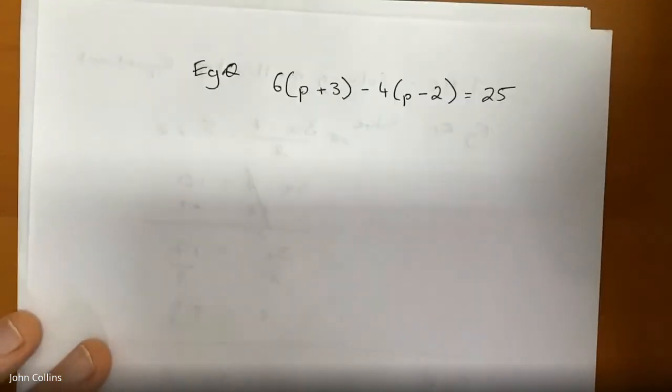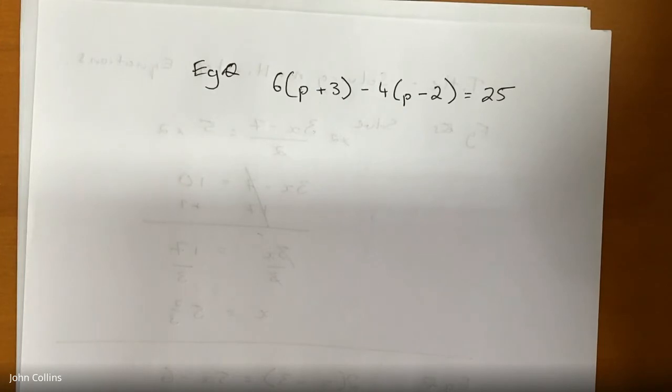So this is the final example we're going to be doing today. I want to solve this for P. So I'm going to do it nice and slow. If you want to follow along and take notes, that's good. If you want to do it yourself and try and beat me, that's also good.